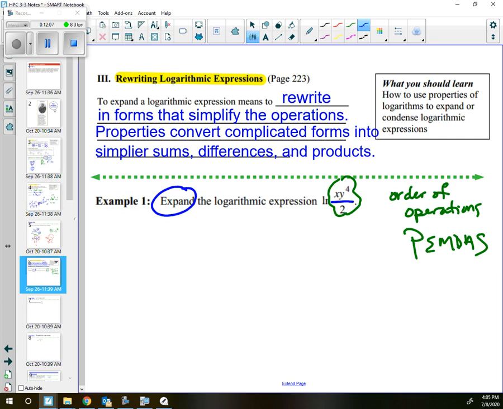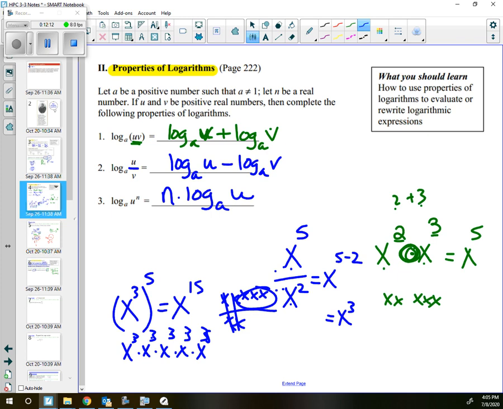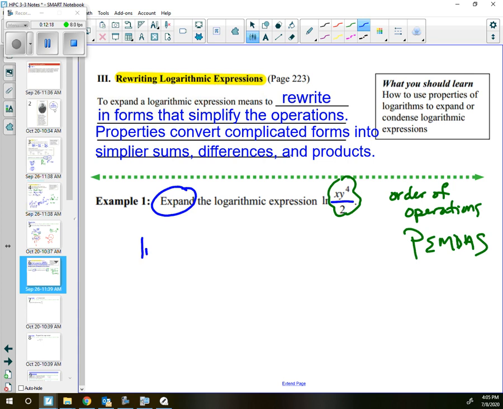What is dividing two logs the same as? I'm going to go back to my properties here. That's property number 2. It's the difference of the numerator log and the denominator log. So this would be the natural log of x times y to the 4th minus natural log of 2. So the log of a quotient, that's a division, is equal to the difference of the logs. Now that was the division, which would have been the last thing we did.